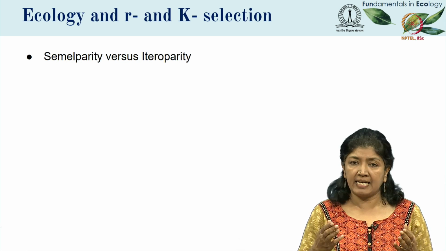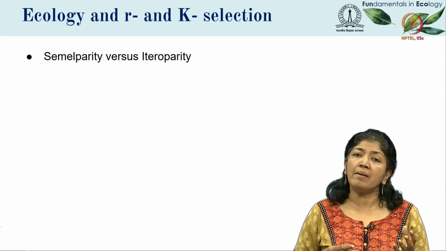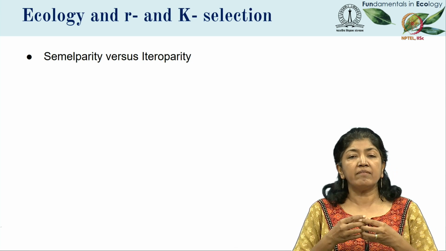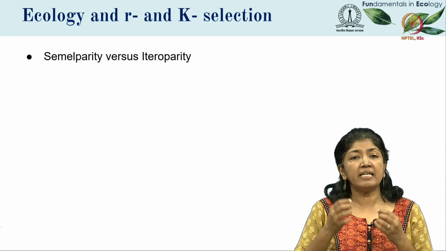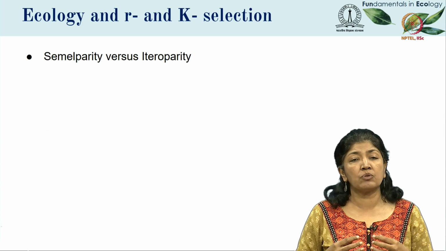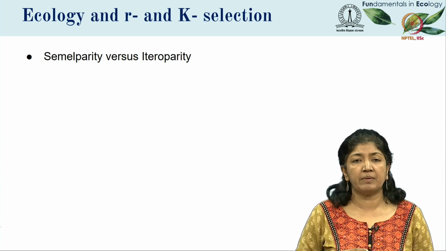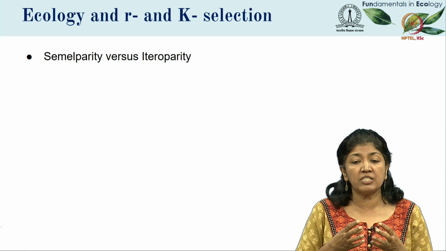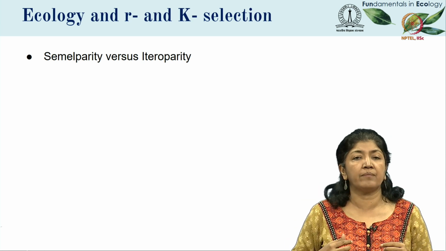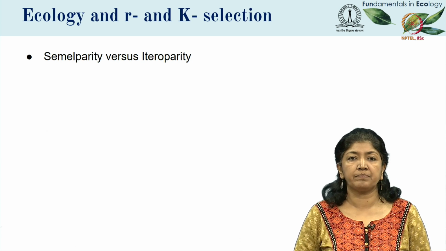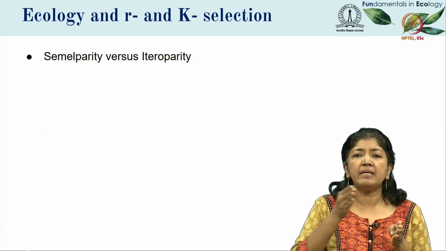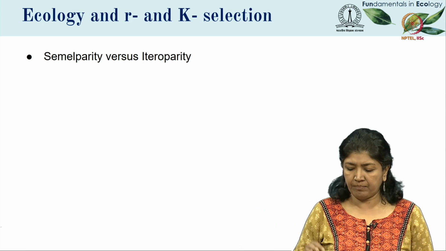Similar to R and K selection are the ideas of semelparity versus iteroparity. Semelparity is where individuals invest heavily in a single bout of reproduction. We often see semelparity associated with R selected species. However, some species can also live long and then have a single bout of reproduction, like some cicadas, for example. Iteroparity is where individuals have multiple reproductive events in their lifetime.